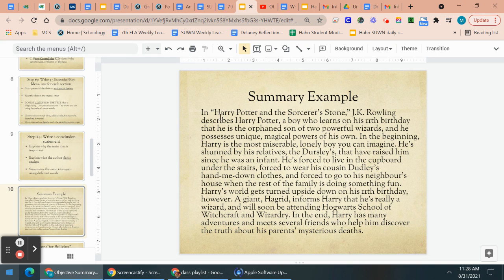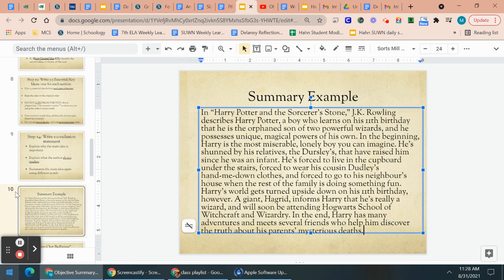when he's at Hogwarts, but that would be an acceptable summary where you have your topic sentence, which includes the name of the book and author, the main idea of the book. Then you have a few key details, and then you have a conclusion statement at the end.